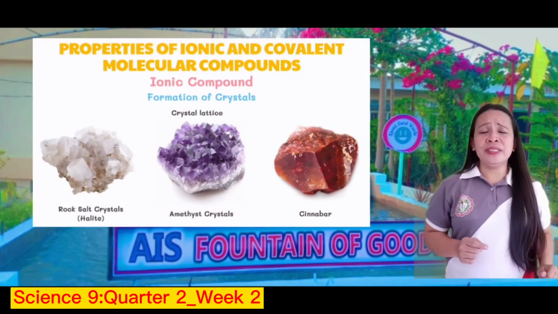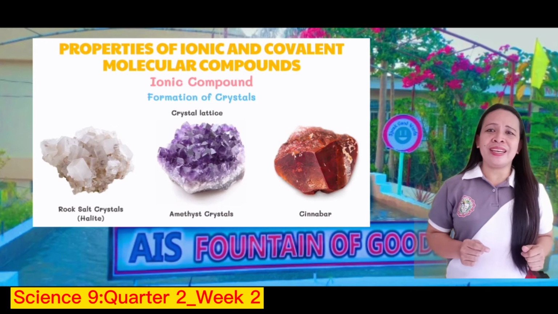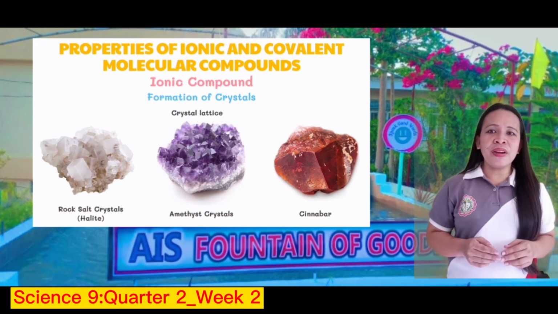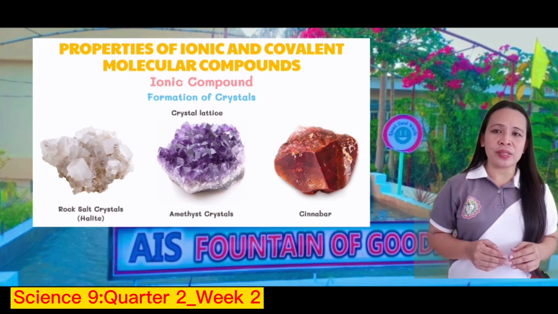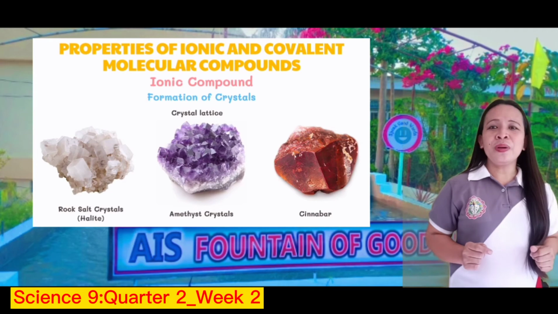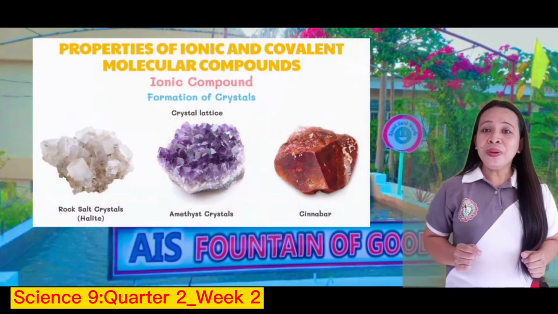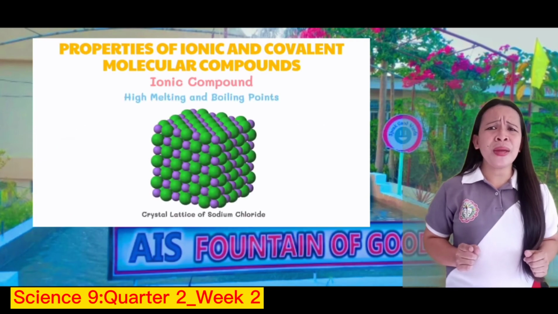The ionic bond formed between the cations and anions is very strong, and these ions are arranged in a regular geometric structure called a crystal lattice. Different ionic compounds have different crystal forms. Ionic compounds have a very high melting and boiling point.